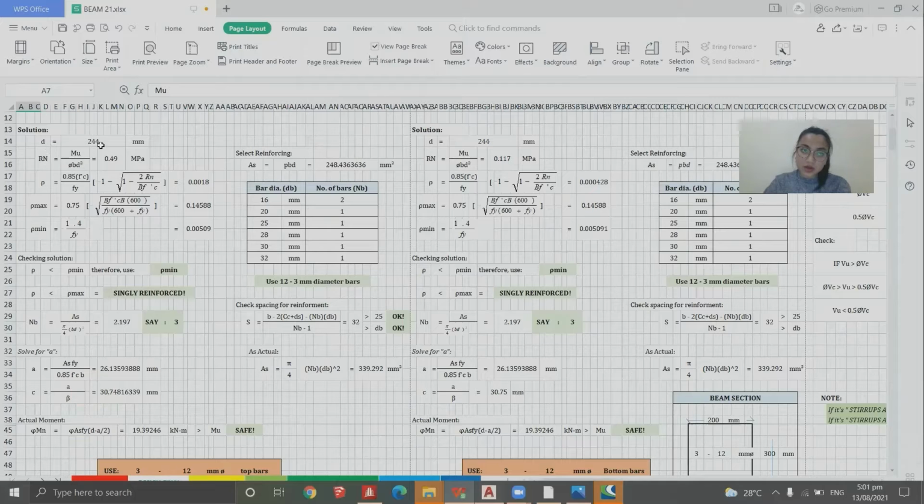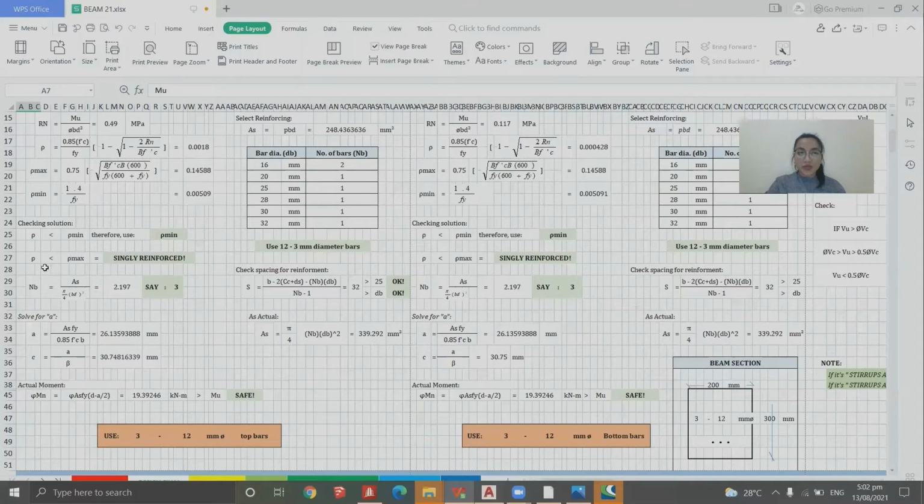We have T equals 244. We have Rn equals Mu over the reduction factor times d squared. Rho at 0.85 Fc over Fy times 1 minus the square root of 1 minus 2 Rn over 0.85 Fc, equal to 0.0018. We have rho max at 0.14588 and then rho min 0.00509. To check if it's singly or doubly reinforced, if rho is less than rho max, therefore it is singly reinforced.